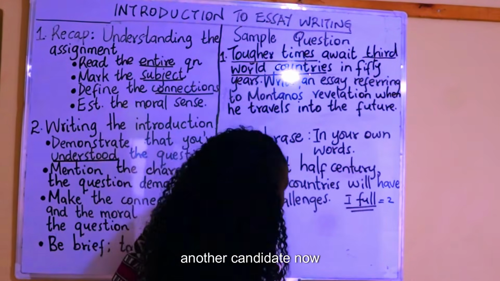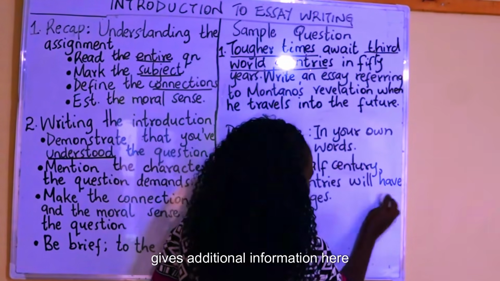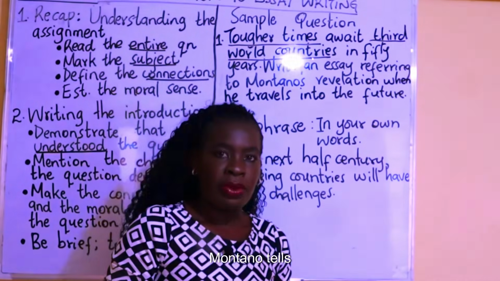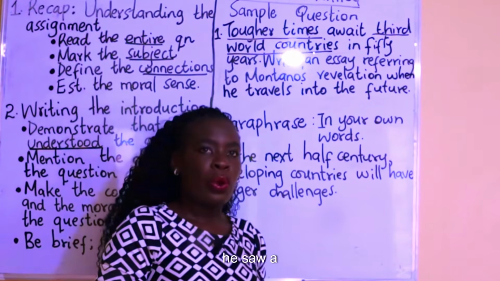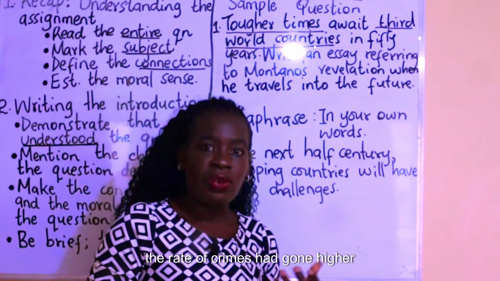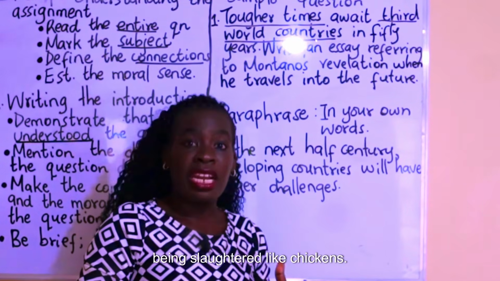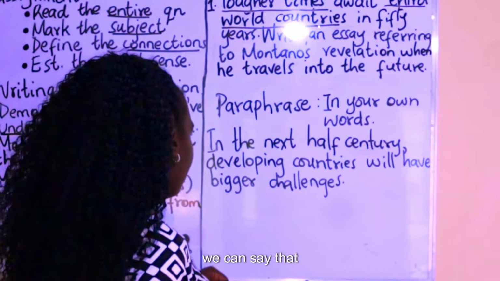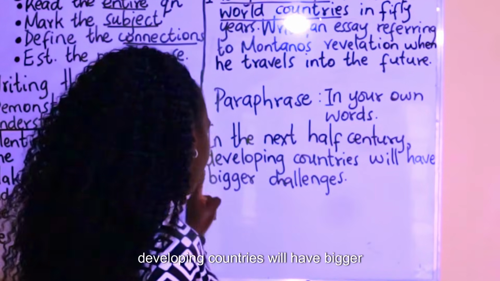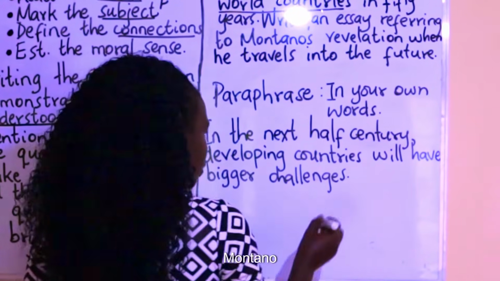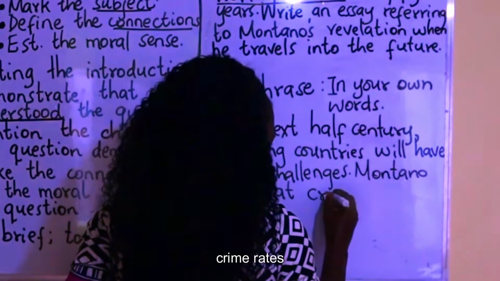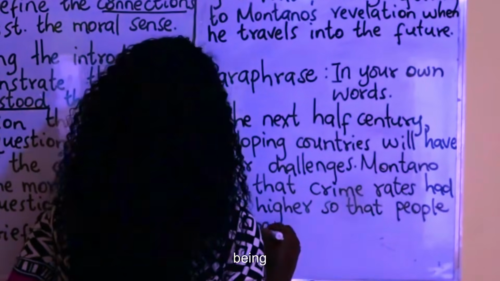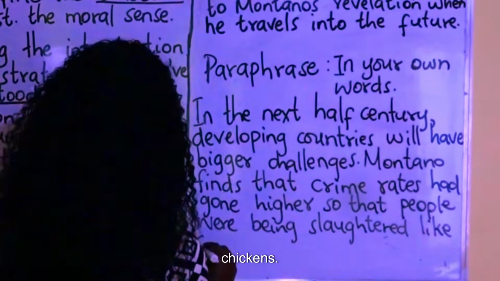But supposing another candidate now gives additional information here and samples a point. During that revelation, Montano tells us that he saw a future where the rate of crimes had gone higher and people were being slaughtered like chickens. Many were taking the law into their hands. So we can say that in the next half century, developing countries will have bigger challenges. Montano finds that crime rates had gone higher, so that people were being slaughtered like chickens.